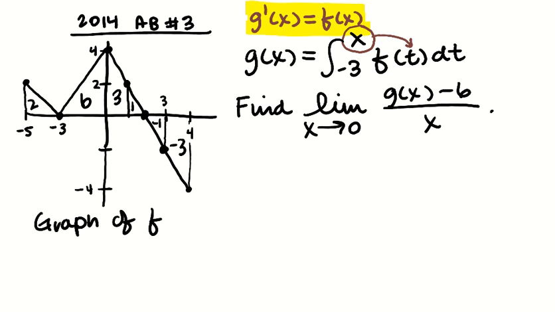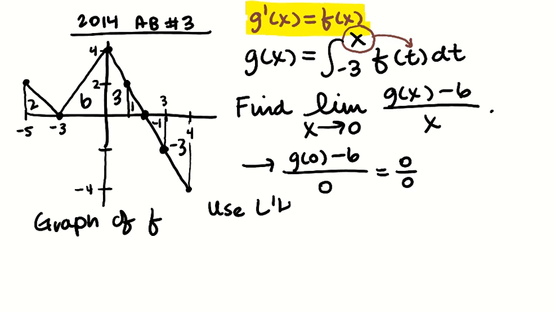Okay, so this is going towards g of 0 minus 6 divided by 0. Oh, that doesn't look good. And so g of 0 is 6. 6 minus 6, okay, so this is 0 over 0. So what am I going to use? L'Hopital's rule. Okay, so I'm going to use L'Hopital's rule.